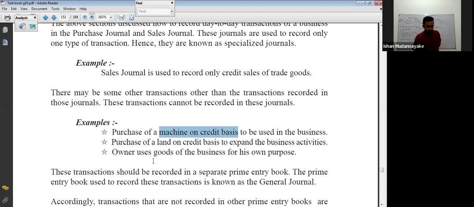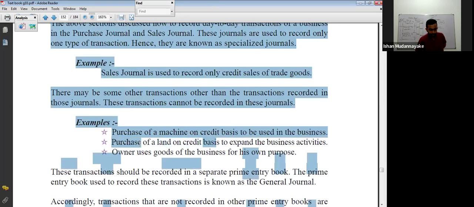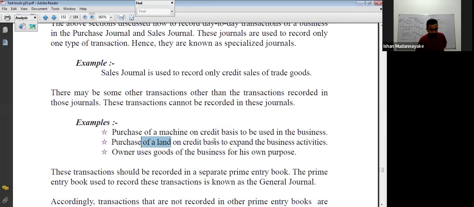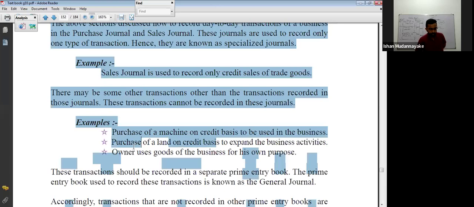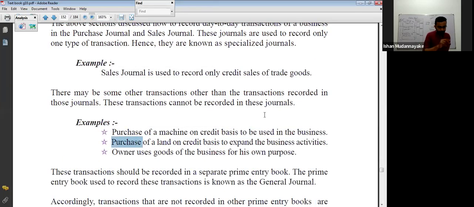The first example is purchase of a machine on credit basis to use in the business. That is, purchase of property, plant and equipment on credit basis, purchase of fixed asset on credit basis. The next one, purchase of land on credit basis to expand the business, is also an example of purchase of a fixed asset on credit basis.